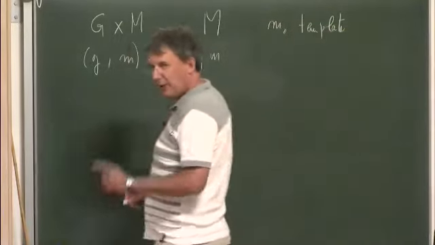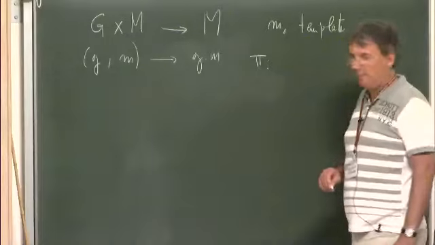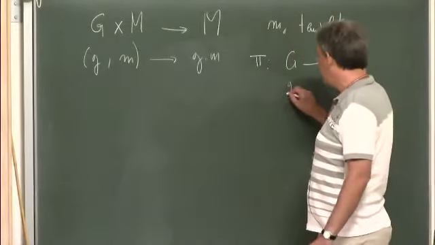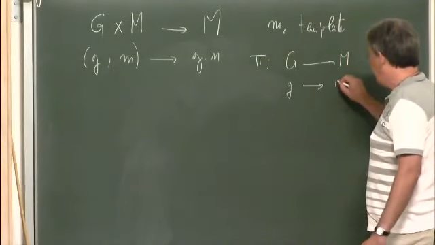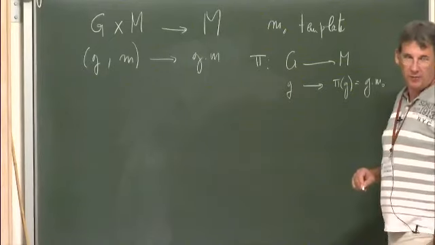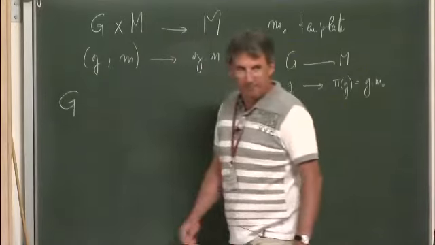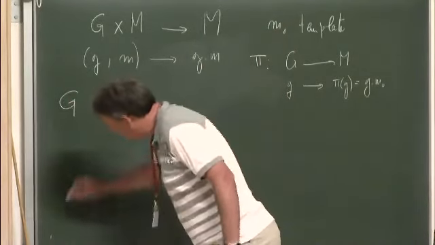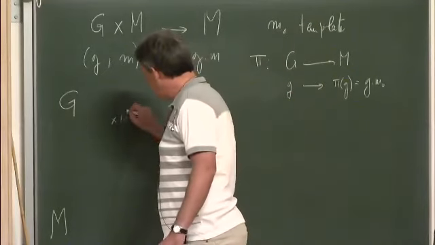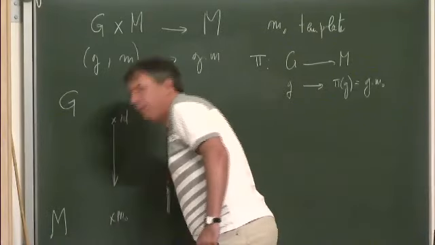Now I can define some kind of projection. You have a mapping P from G to M, such that for any G, P of G is just the transformation of the template by the action of G. So I have this situation. You have the G space here, and upstairs you have the M space here. Since this is an action, the identity projects on the template, M0.